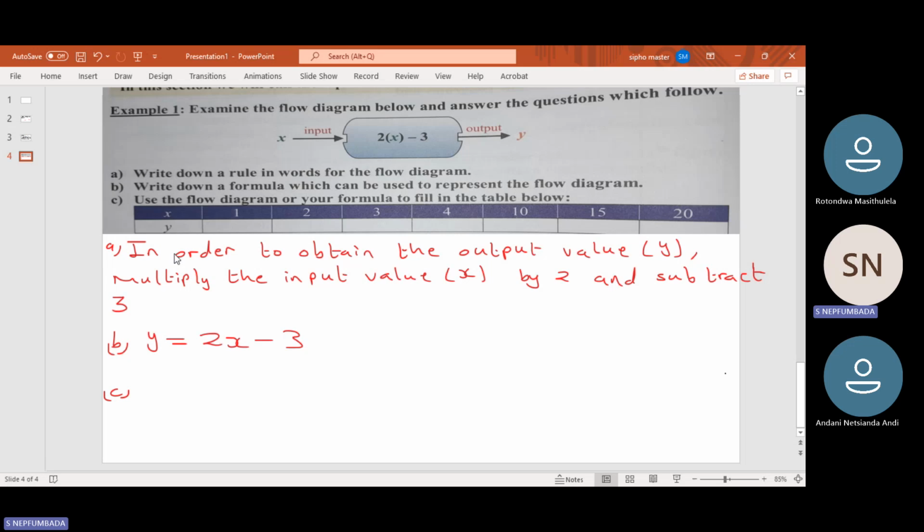Okay. So now they say use the flow diagram or your formula to fill in the table below. It means where there's an x, we first substitute with 1, then we get the corresponding y value. So y is equal to 2 into 1 minus 3. Then we get what? -1. Here is -1. It's visible, right? Then when we substitute with 2, we get what?